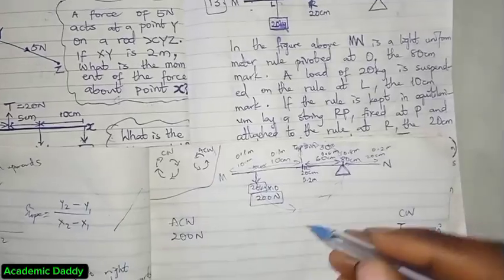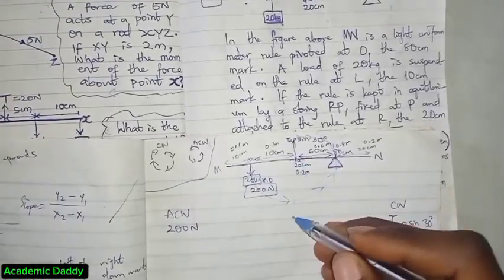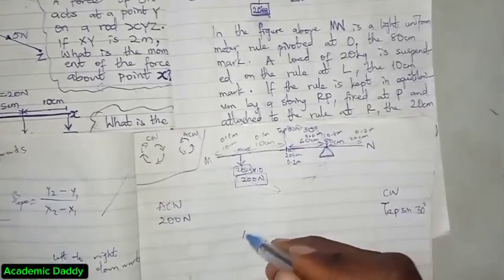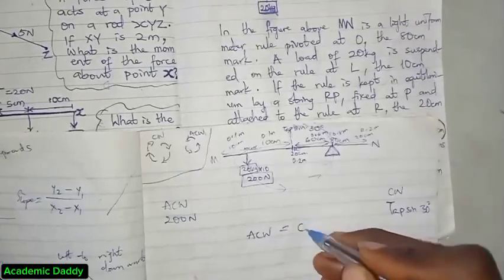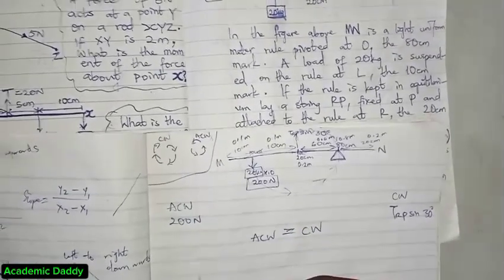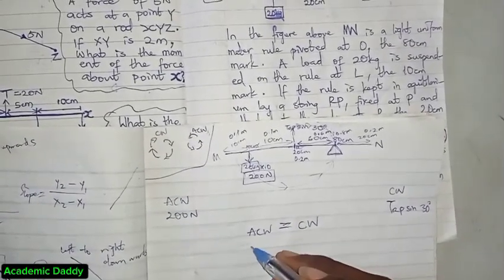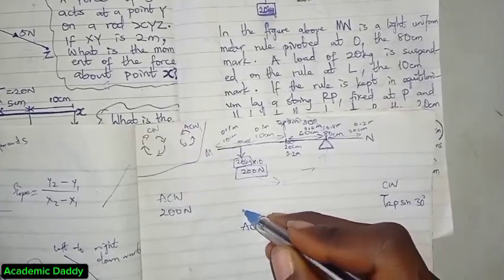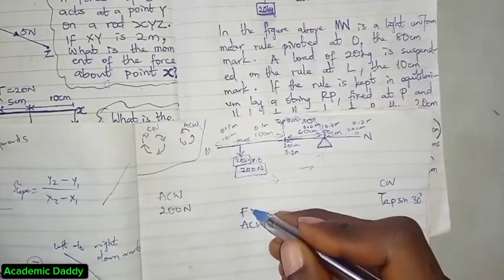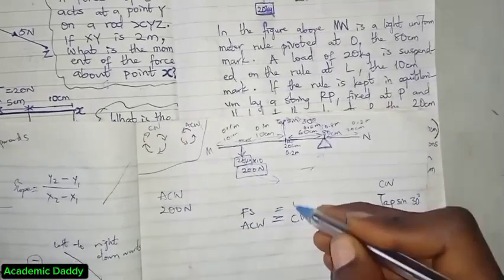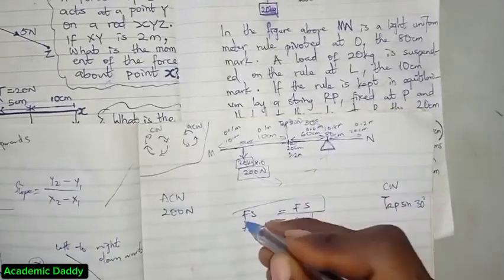And the next thing to remember is the principle of moment we are doing. The principle of moment says that anti-clockwise must equal clockwise. Then we also remember that moment is force times perpendicular distance. So we need to sum up the distances.